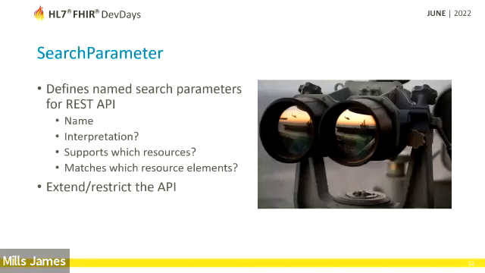Also, you can define search parameters. There's a couple of standard search parameters in the core specification. And when you go through the documentation and scroll all the way down in the documentation of a resource, you can see which search parameters are supported by that resource.